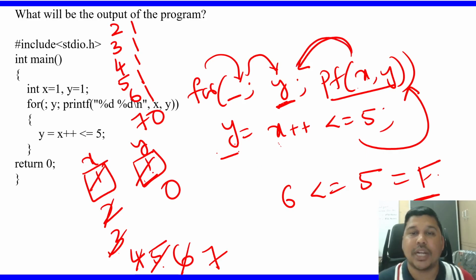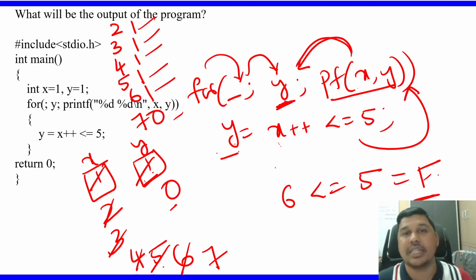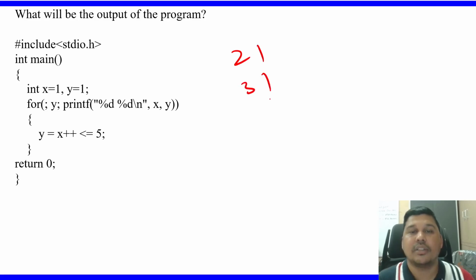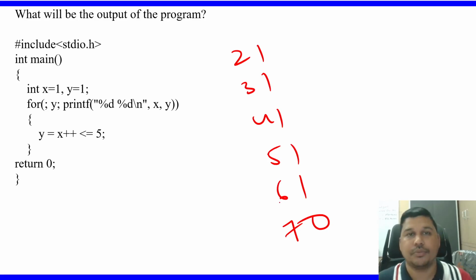Now from here come to the condition. What is the value of y? 0. Condition of 0 means false. It will come out of the loop. So what is the output that you have seen here? Output is 2 1, 3 1, 4 1, 5 1, 6 1 and 7 0. They came in a new line because there is a slash n in there, right? So the answer is 2 1, 3 1, 4 1, 5 1, 6 1 and 7 0, right?